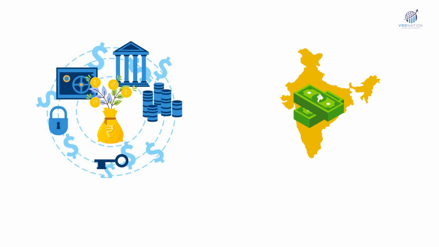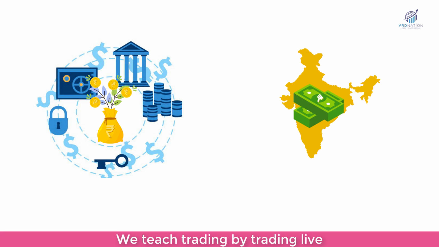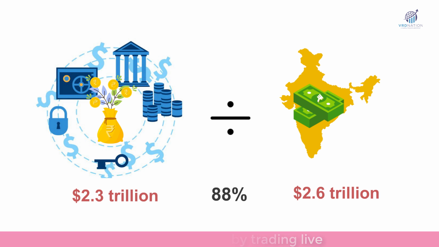For example, in 2018, the total market capitalization of all the stocks listed on the Indian Stock Exchange was around $2.3 trillion. And the real GDP was about $2.6 trillion. So the Buffett indicator for the Indian stock market at the time was 2.3 divided by 2.6, that is 88%.